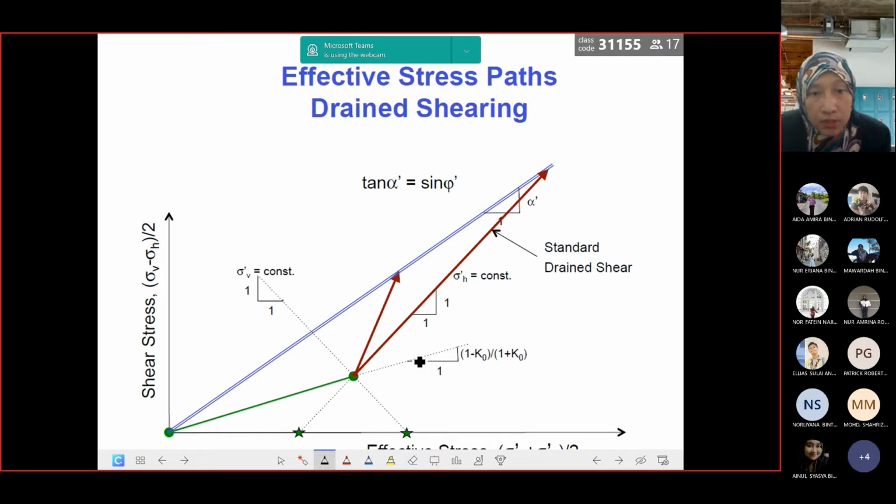Okay, this is how it's explained to you untuk effective stress path drained shearing, the changes in stress from one point location to another point location until lastly it meets the one single failure line here.